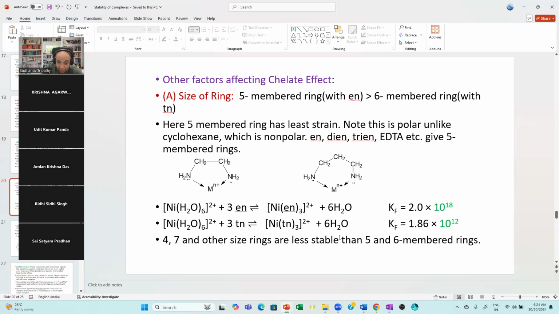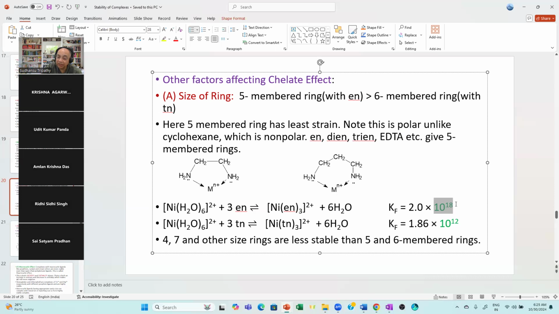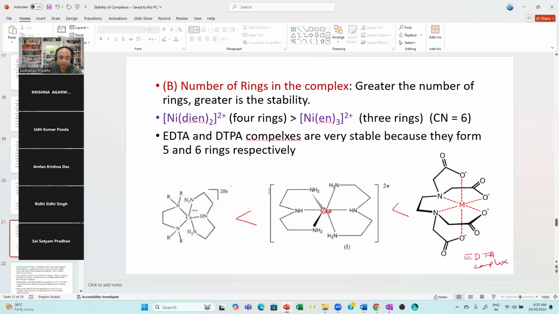Hence, the example I have given you, the same hexa-coordinated complex with ethylene diamine, and this is TN, trimethylene diamine. So this forms a 6-membered ring, trimethylene diamine. This is ethylene diamine, forms a 5-membered ring, and you find there is a significant increase in the stability constant when there is a 5-membered ring. So the reason behind the organic cycloalkanes cannot be extended to these polar ligands.